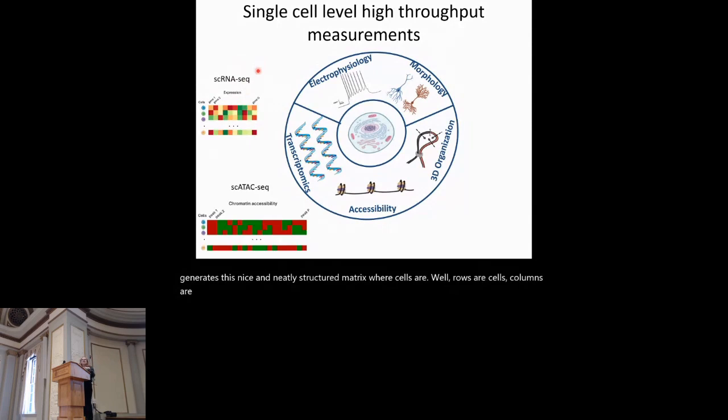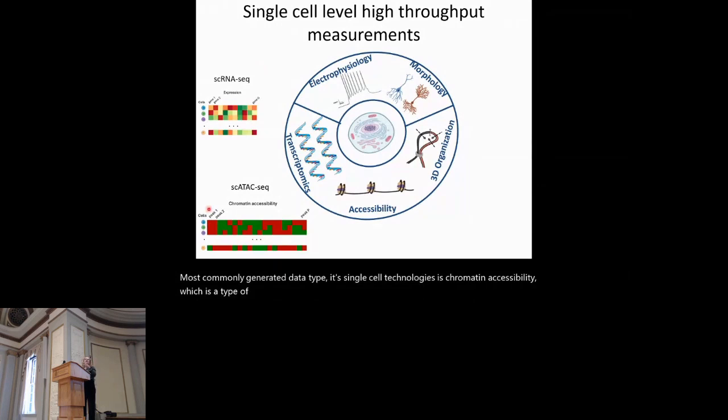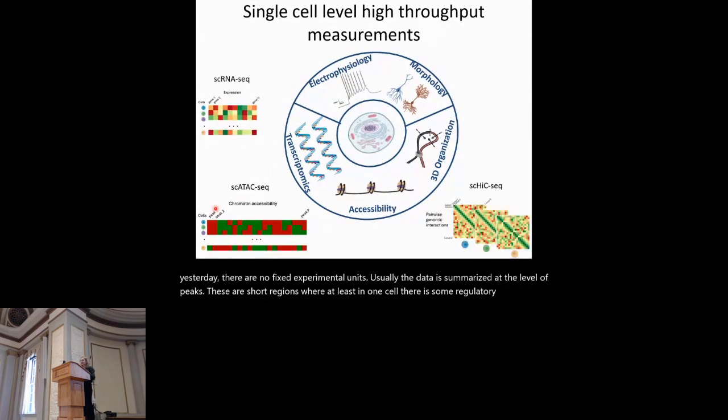And then the second most commonly generated data type with single cell technologies is chromatin accessibility, which is a type of epigenomic mark where again we have the cells, but now, as we heard yesterday, there are no fixed experimental units. Usually the data is summarized at the level of peaks. These are short regions where at least in one cell there is some regulatory activity.